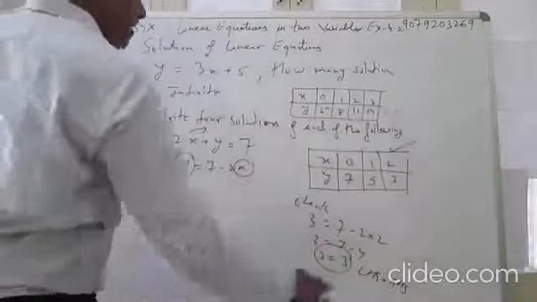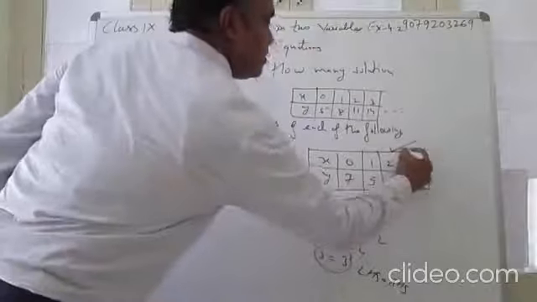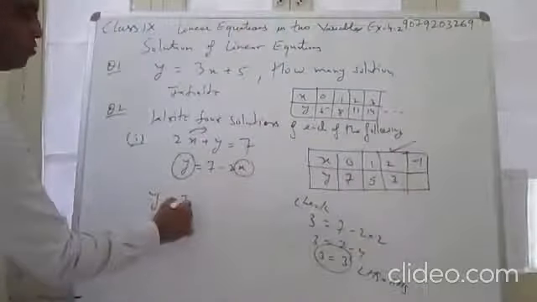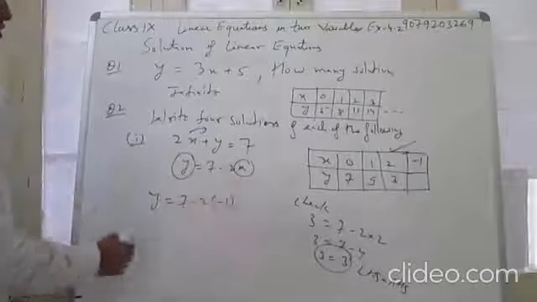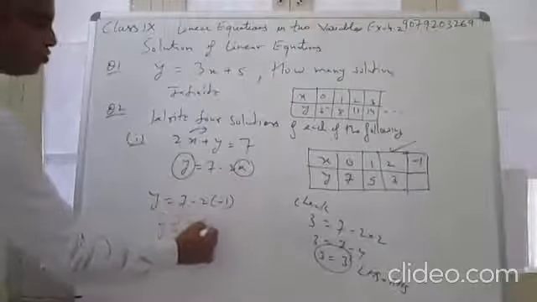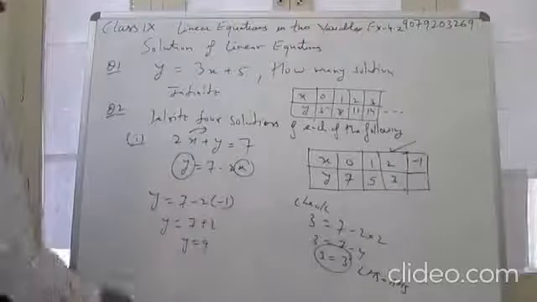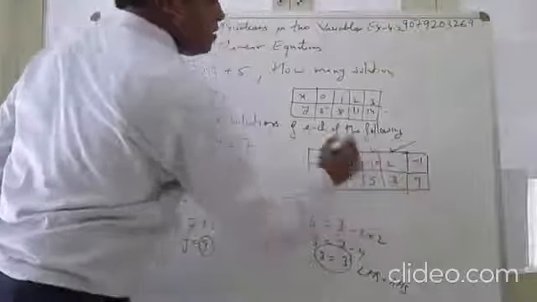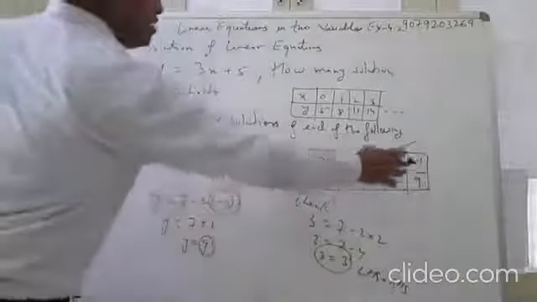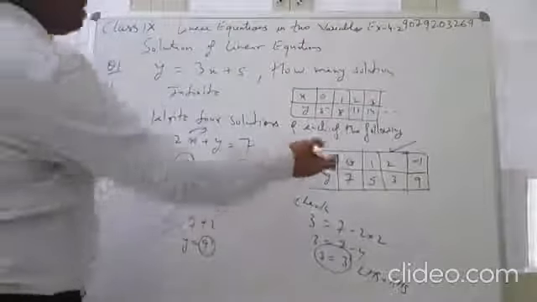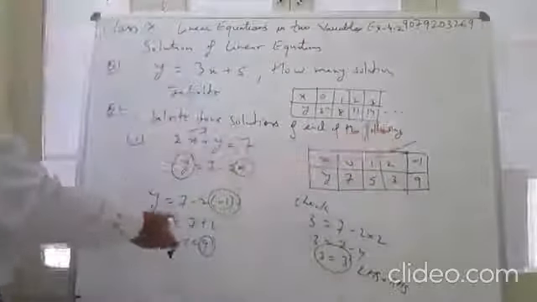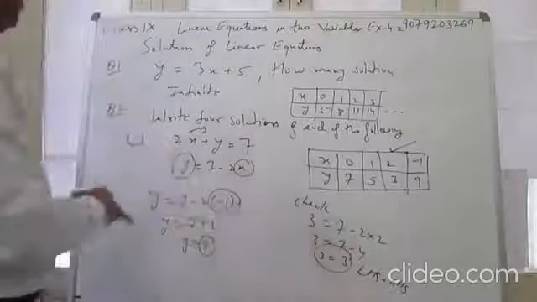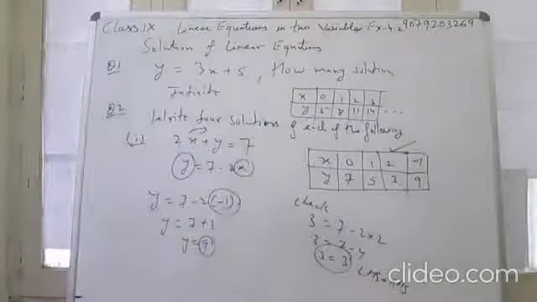One more point I will take. Suppose I take minus 1. So y is equal to 7 minus 2 into minus 1. So it will become 7 plus 2, y is equal to 9. If you take minus 1, you will get 9. So these are the 4 solutions. It is not compulsory, you can take any value of x and find the value of y. But you can check that the left hand side is equal to the right hand side. One more question I will take.